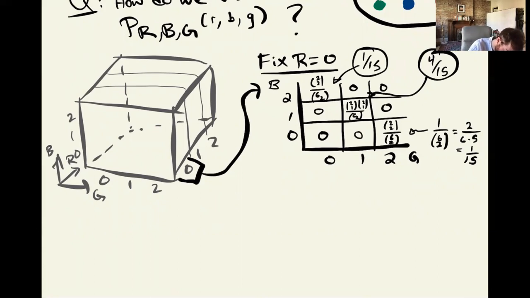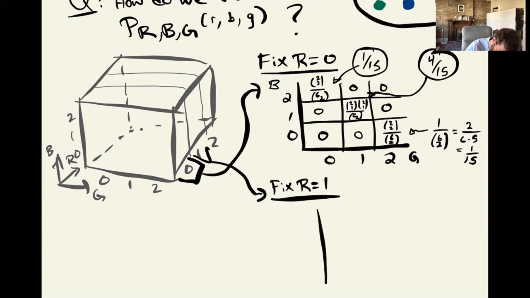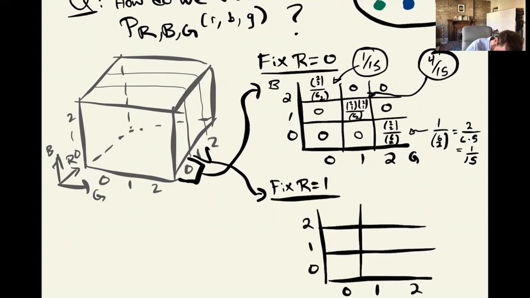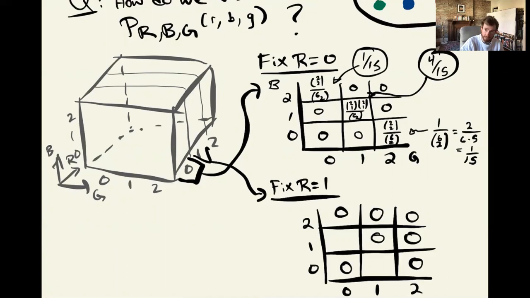All right, and so now let's look at the second slice here. So fix r equals 1. We can't have this. Can't have either of those being 2. I could have 1 and 0, but I can't have this, and I can't have this. And I also can't have this. So I got two possibilities here.